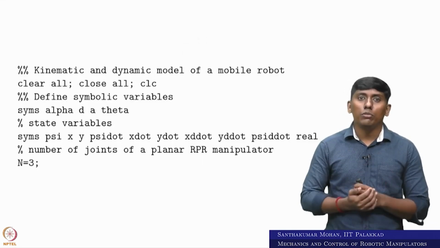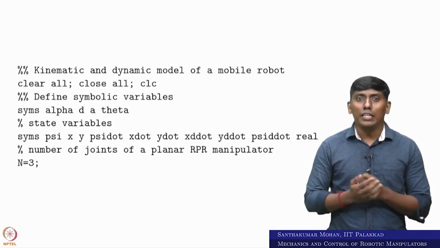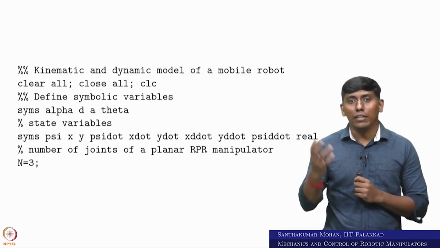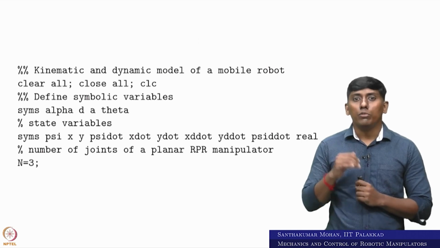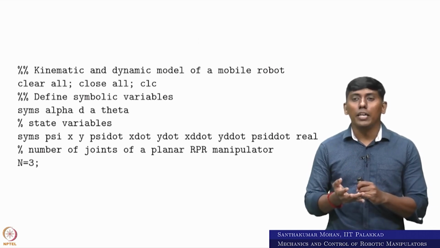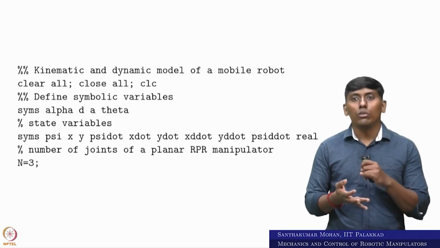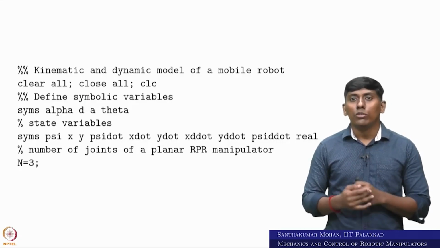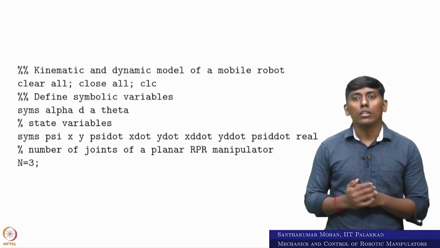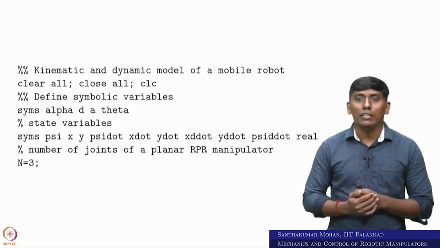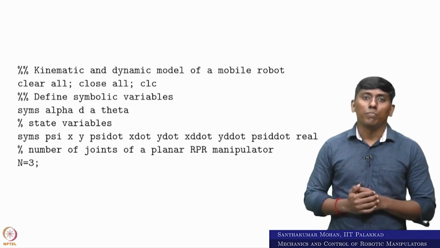In that sense, we are trying to derive the kinematic and dynamic model together. First we are writing the general DH parameters, which are alpha, d, a and theta. Further, based on this particular system, it would have psi dot, psi double dot, x dot, x double dot, y dot, y double dot, which we have written here. So y double dot we have written as y dd dot, similarly x double dot as x dd dot, and psi double dot as psi dd dot, like that.